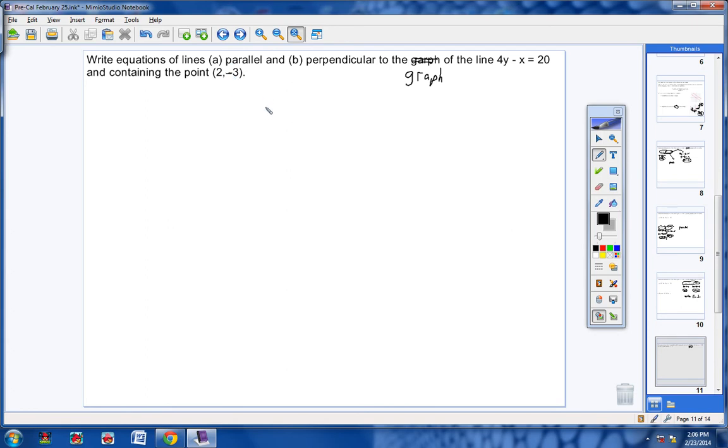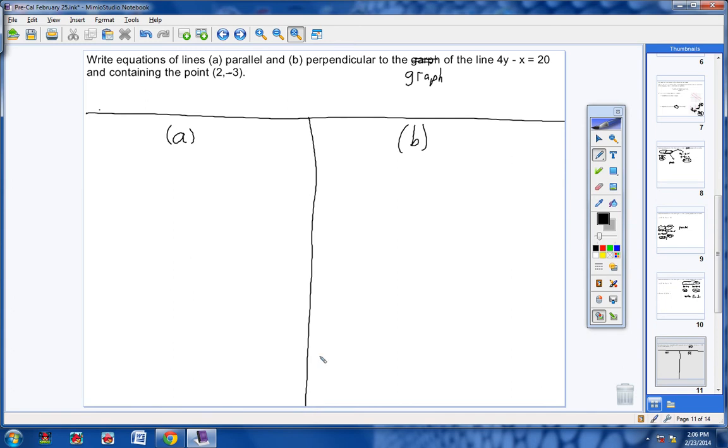Just listen. Now, right away, we see that we're going to write equations of lines, and we have two problems. We have part A, that would be a parallel line, and part B. So, let's just divide the page up into two sections. We have two problems. Now, anytime I write a linear equation, I taught you this last week. Let's see how well you remember.